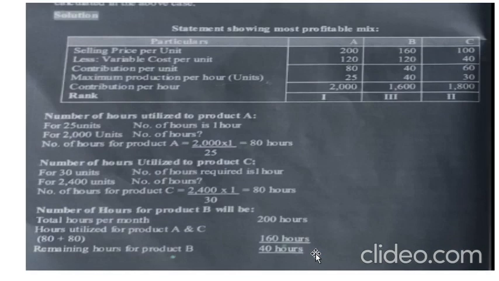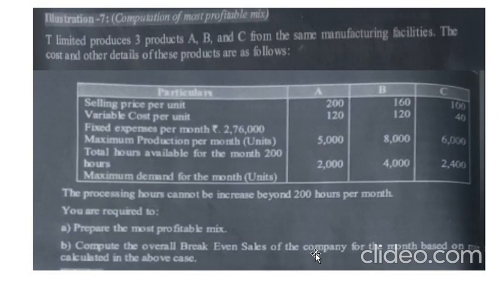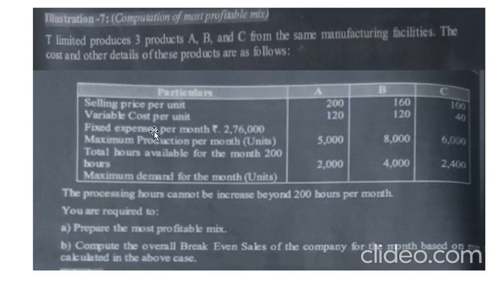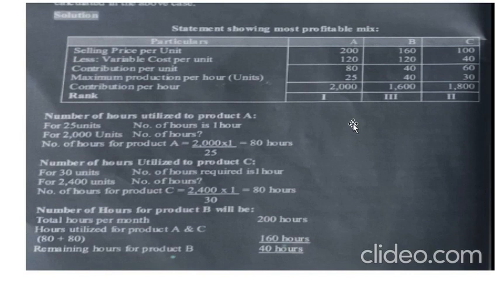The statement showing the most profitable mix. Selling price minus variable cost will give you contribution. Selling price is 200 for A, 160 for B, and 100 for C. Variable cost per unit is given, so we will subtract it directly, which is 120, 120, and 40 for C. So for A, 200 minus 120 gives 80, for B, 160 minus 120 gives 40, and for C, 100 minus 40 gives 60.